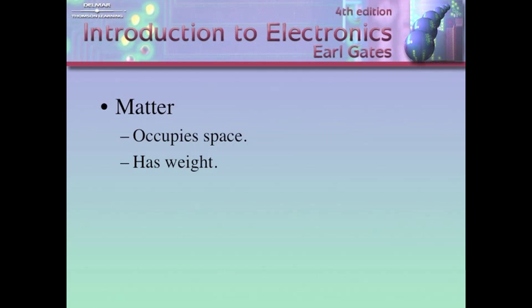Matter is anything that occupies space. Matter is anything that has weight. Does anybody know what we call the absence of matter? Is there such a place as the absence of matter where there is no matter? Space. That's why it's called space, because it is empty. There is no matter.